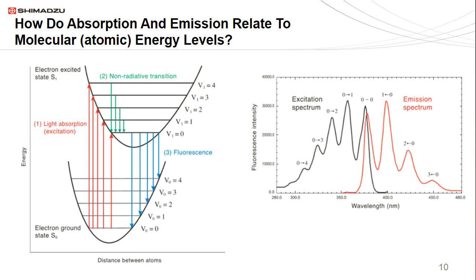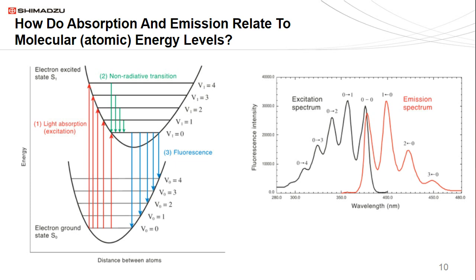So here we see in the red the electron being promoted from the lowest vibrational level of the ground state, V0, up to various other vibrational levels of the excited state, and that gives you the peak structure that's in your excitation spectra. The electron then comes back down through heat transfer or non-radiative transition to the lowest level of the excited state. Fluorescence is always generated by the lowest level of the excited state, but the electron can come down into the various vibrational levels of the ground state, as indicated by the blue line.